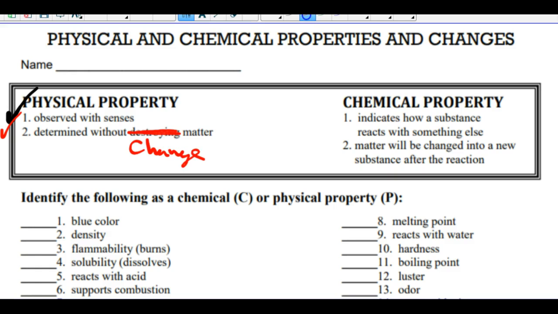Alright, so a chemical property over here indicates how a substance reacts with something else. So if it ever uses that word, then for sure it's a chemical change. Another word for reacts would be like burns or rusts or oxidize or something like that. Number 2 says matter will be changed into new substances after the reaction. So if it changes what it is, then we for sure have gone through a chemical change.